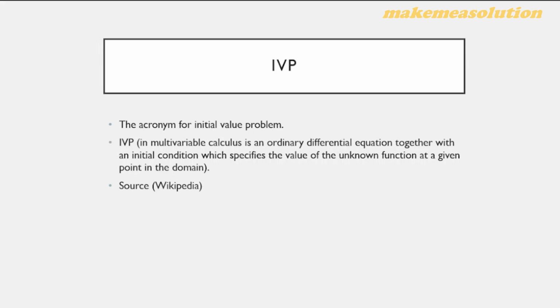So IVP, just like I said, is the acronym for initial value problem. So let's look at what Wikipedia says about IVP. In multivariable calculus, an IVP is an ordinary differential equation together with an initial condition which specifies the value of the unknown function at a given point in the domain.